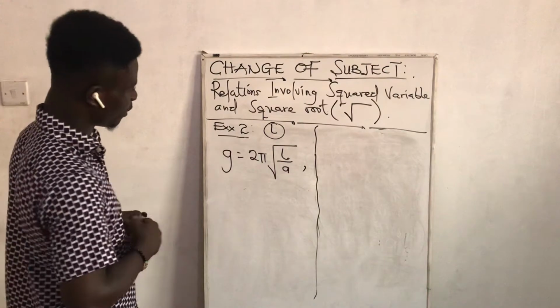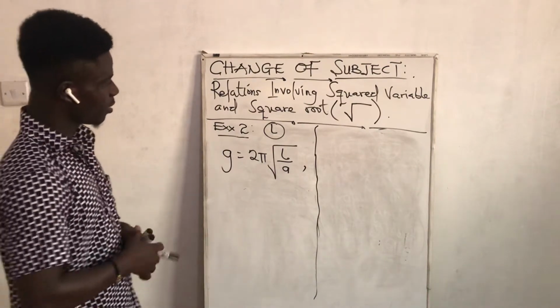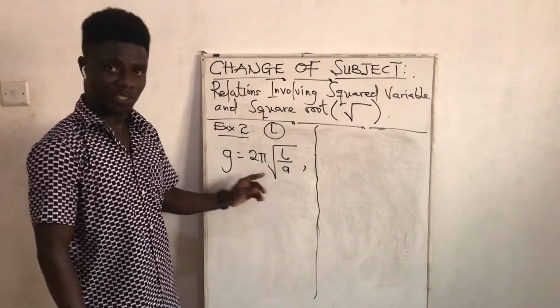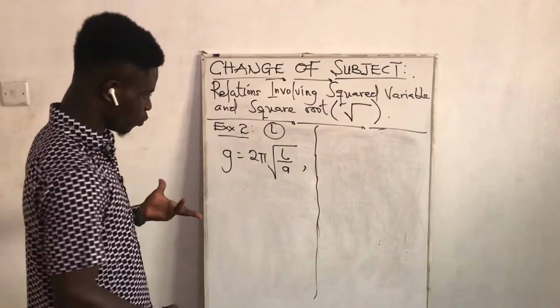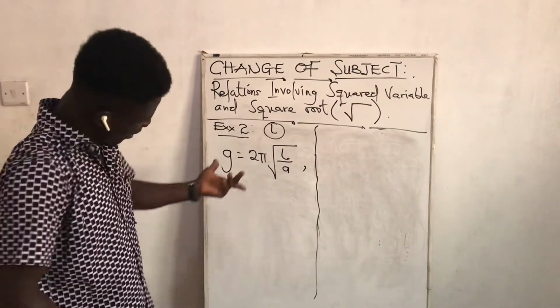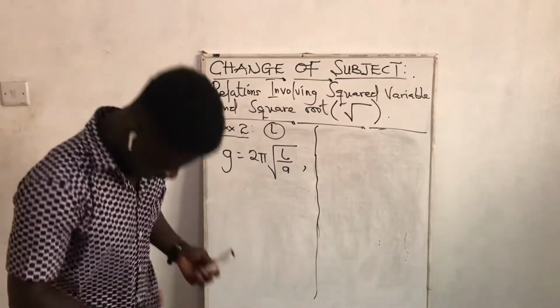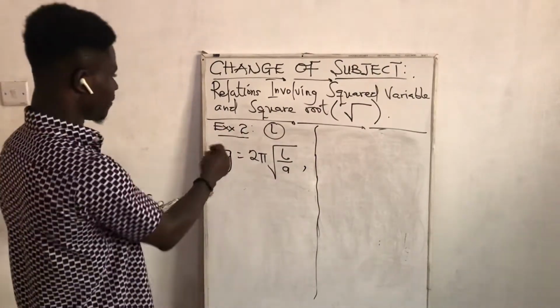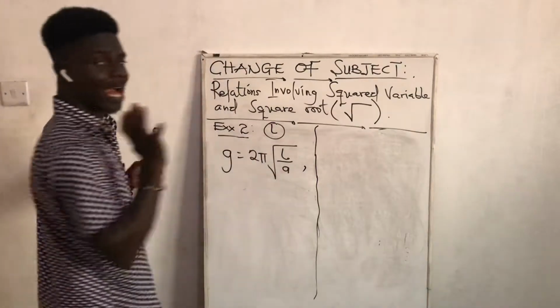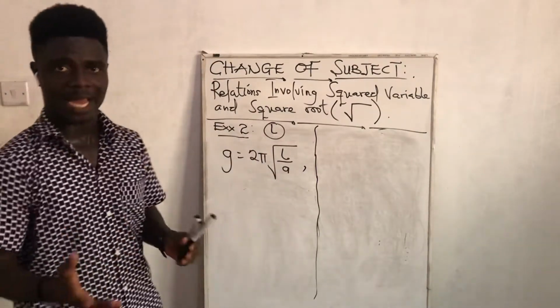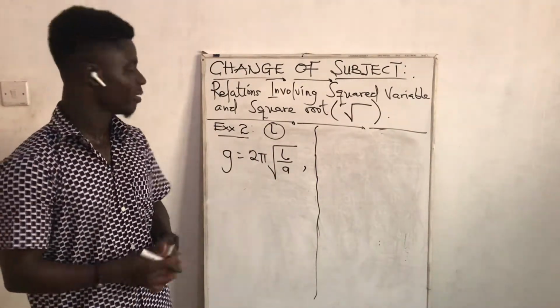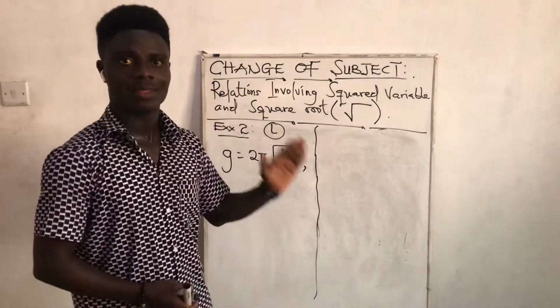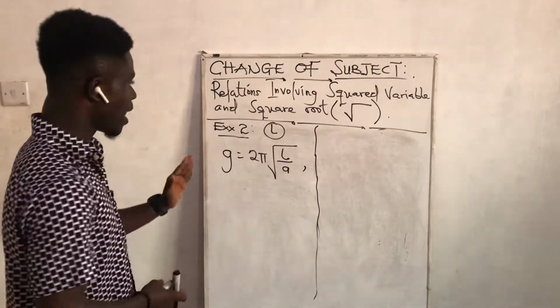Alright, so now let's go. We have square root. It involves square root. So how will we do it? If it involves square root, then you have to square both sides. That's what I taught you, right? You have to square both sides.